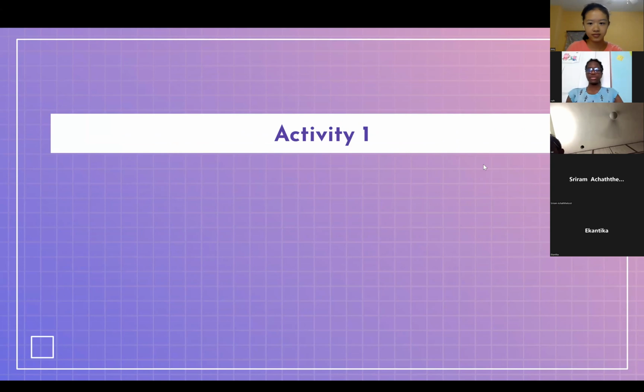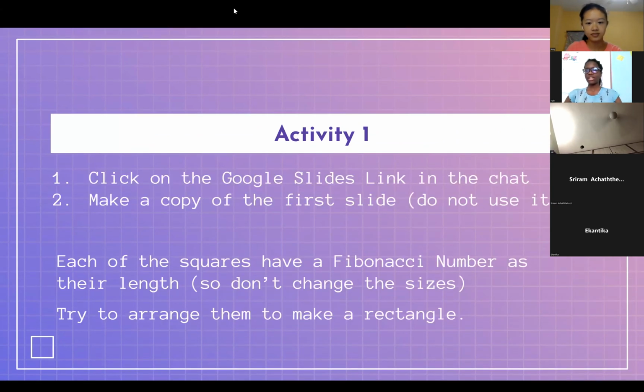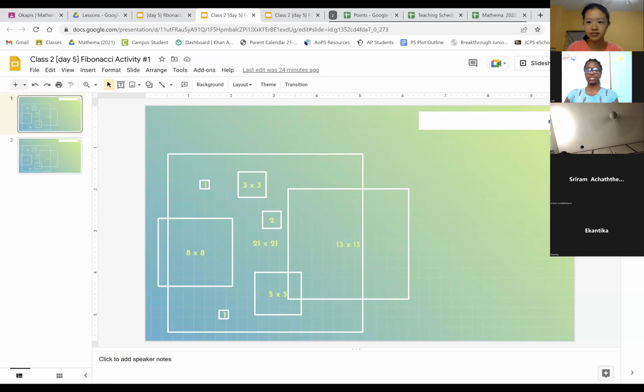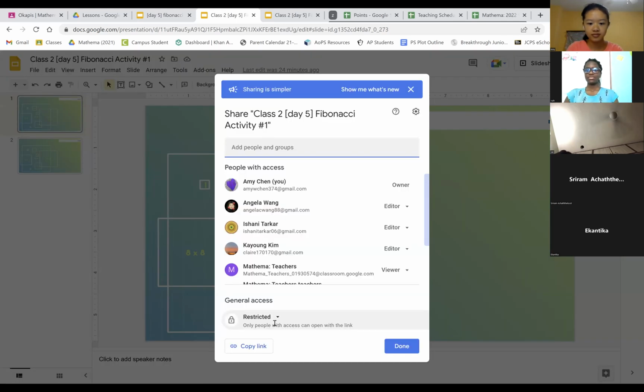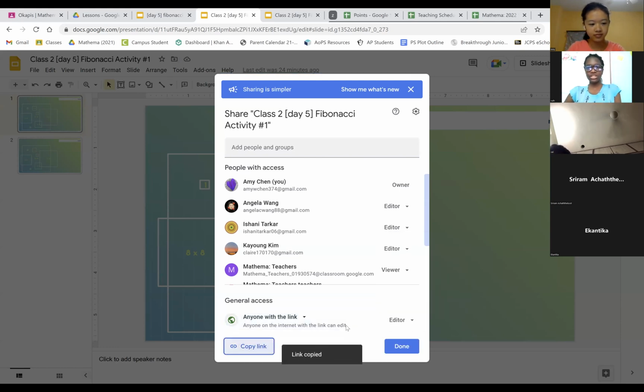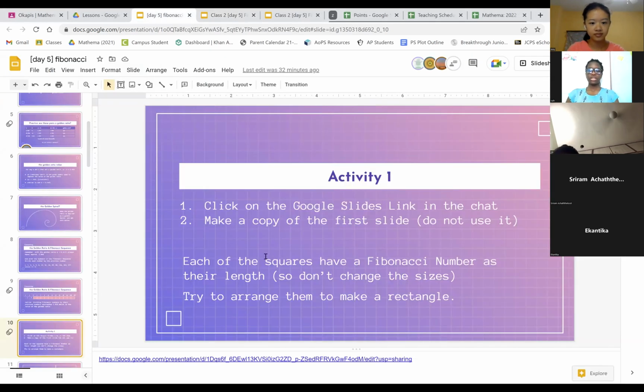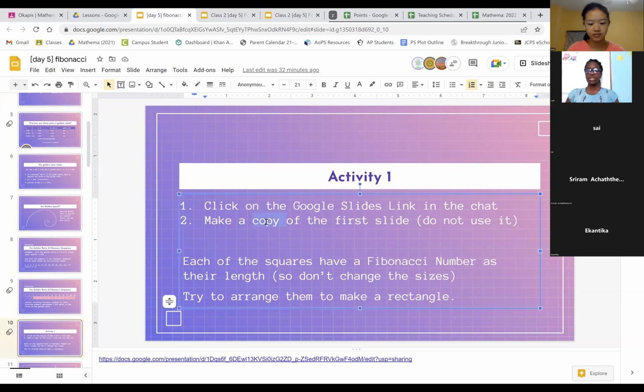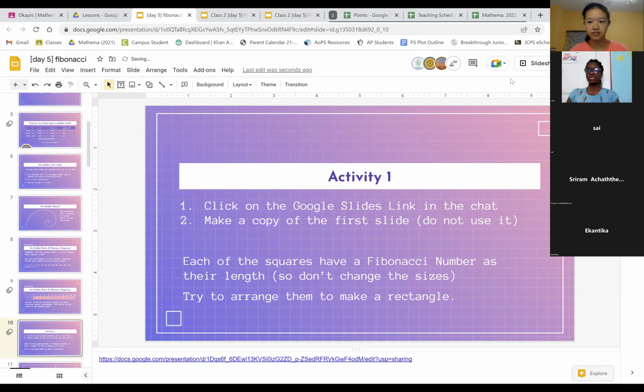Okay, so now we're going to do an activity. Amy's going to put a link to a Google Slides in the chat. You just have to go there. As you can see on the Google Slides, there are squares, and each square has a length and width of a number in the Fibonacci sequence. All you have to do is arrange them in a way that will make a rectangle.